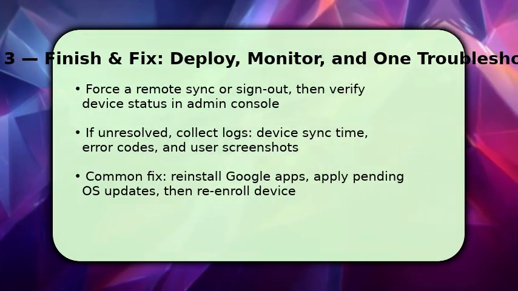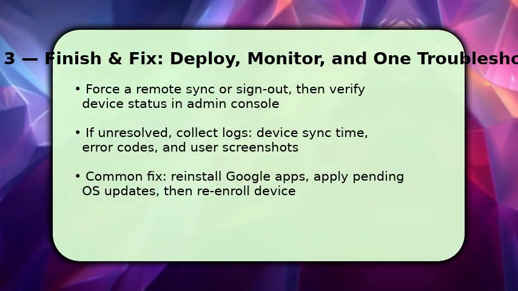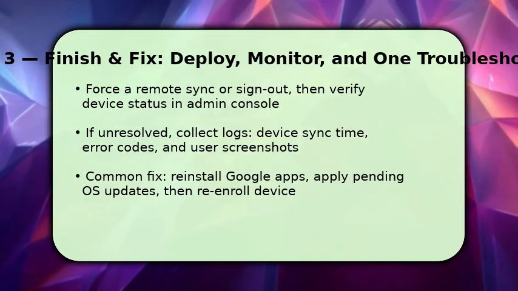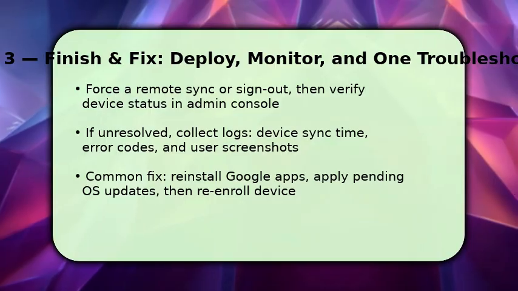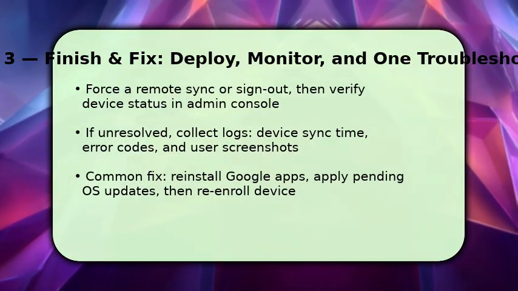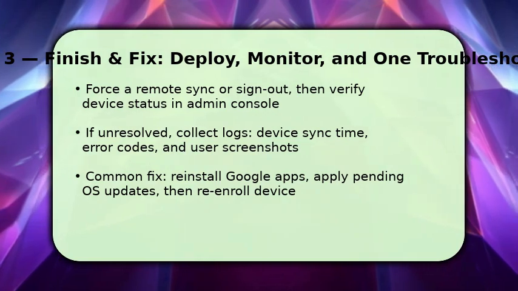If the alert persists, collect logs, note sync timestamps, error codes, and user screenshots so you can reproduce the issue. A reliable troubleshooting step is to reinstall Google Apps, apply pending OS updates, and re-enroll the device. This resolves most policy mismatches.